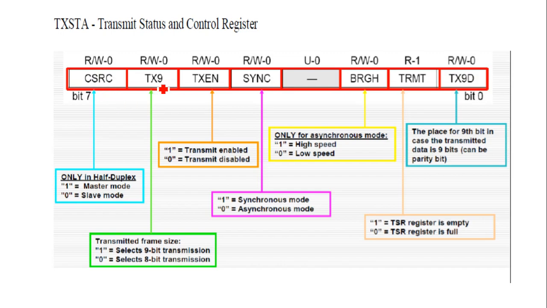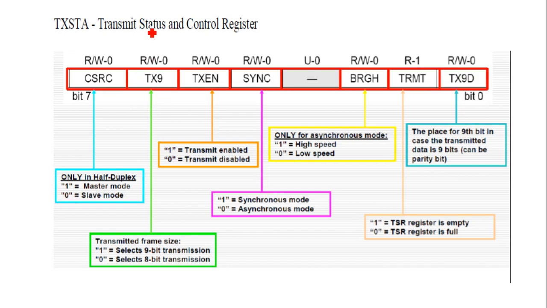Then TX9. We know it transmits 8-bit data. If it will transmit 9-bit data, then what will happen? If one selects the 9-bit transmission, and if it is 0, then it selects the 8-bit transmission. So we prefer this as 0 because we are sending only 8-bit data.